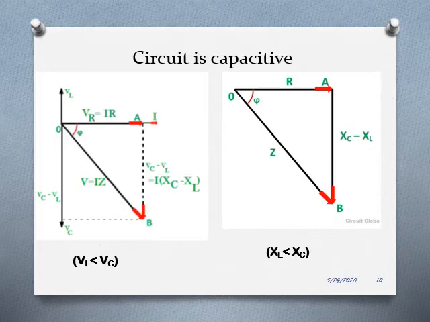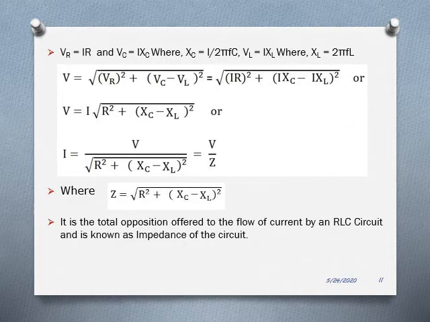In this case we have assumed that the circuit is more capacitive, that is XC has a higher magnitude than that of XL. Therefore the net reactance will be XC minus XL. So here also we can calculate the current and the impedance. Here the total voltage V will be square root of VR square plus VC minus VL the whole square, because here we have taken that VC has a higher magnitude compared to that of VL.